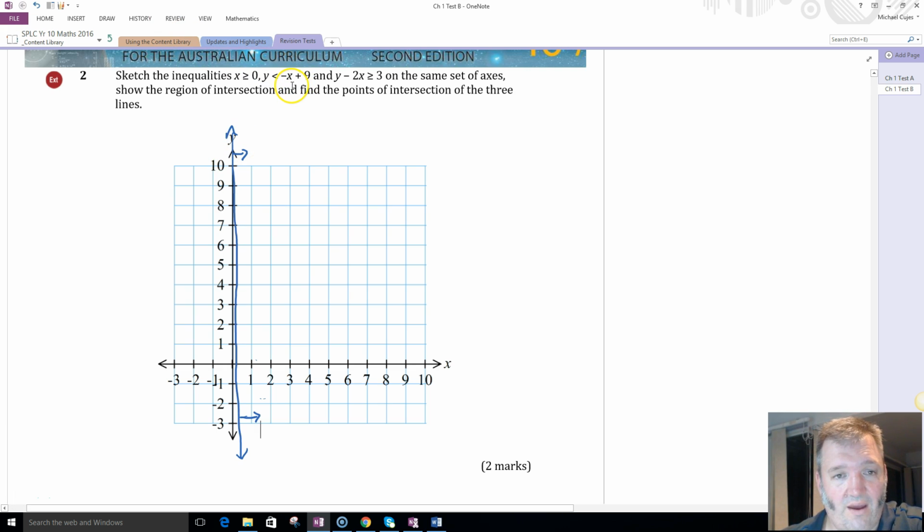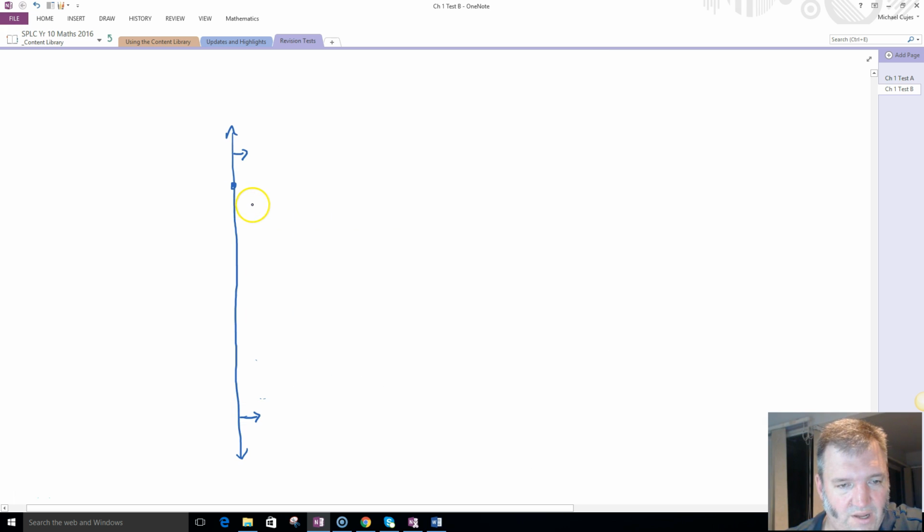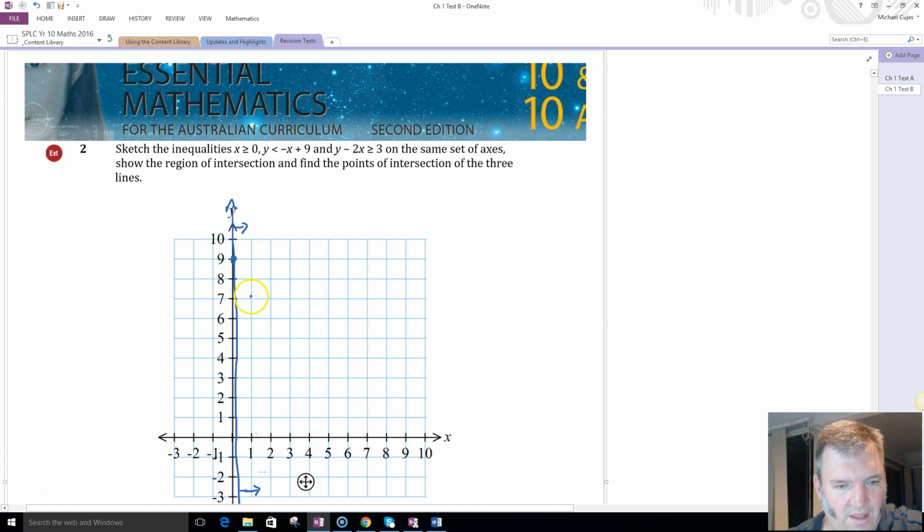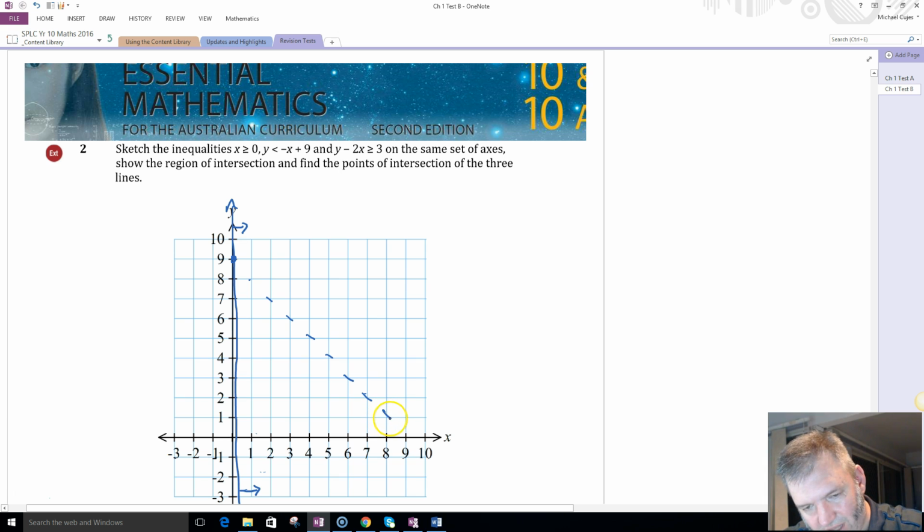y is less than negative x plus 9. Well, that's got a y-intercept of 9 and a gradient of negative 1. So I'm going down 1 and across 1, aren't I? Whoa. Control Z. There we go. It's back. Down 1 and across 1. Because this was a less than, I need to do a dashed line. I'm having trouble getting the right angle, but you get the idea. Down 1 and across 1. There we go.